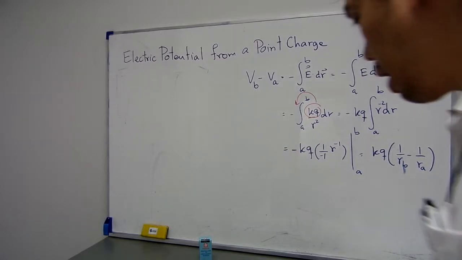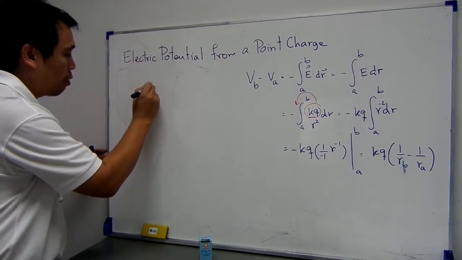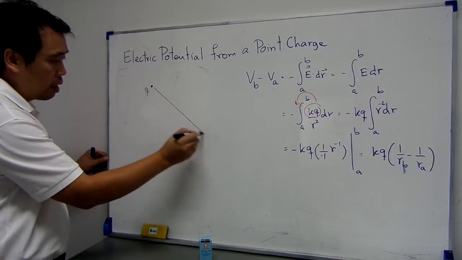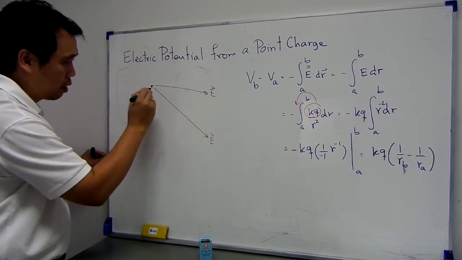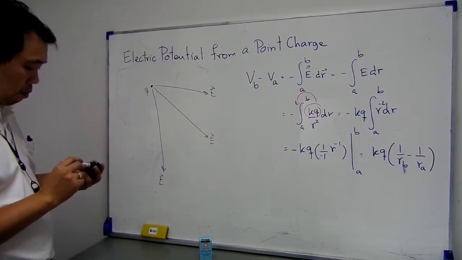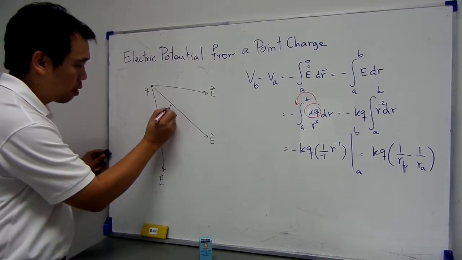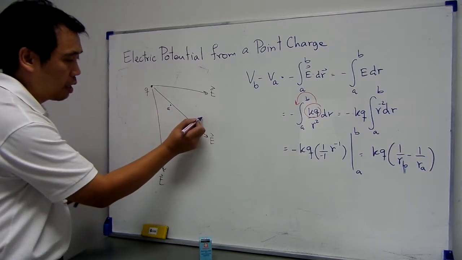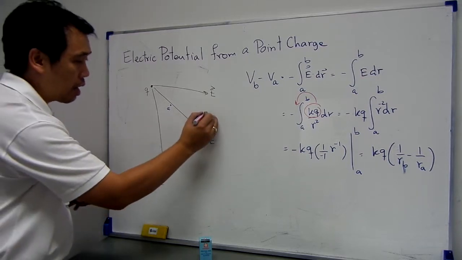Now, let us look at a little bit more complicated situation. That is, we still have a point charge where the electric field points in the radial direction, and we want to calculate the potential difference between two points. But now we want to calculate the potential difference, not energy, between A and C.